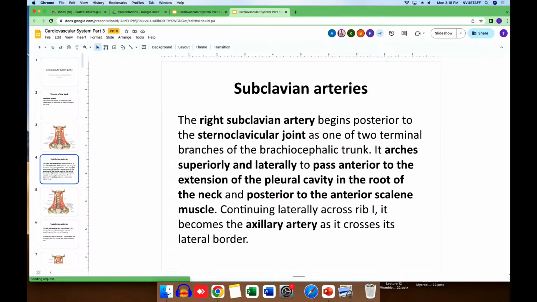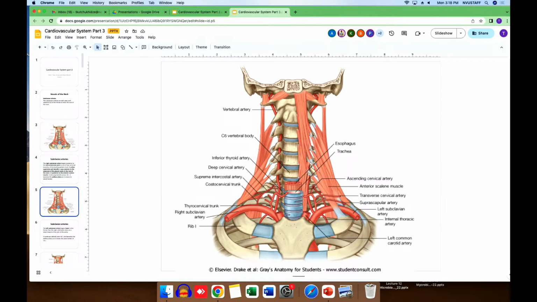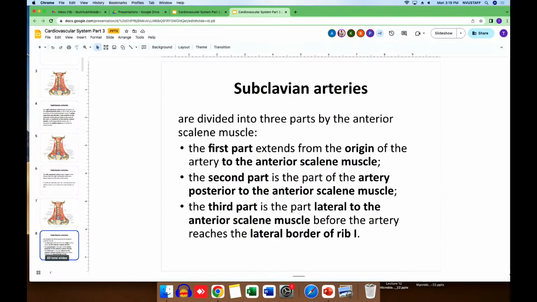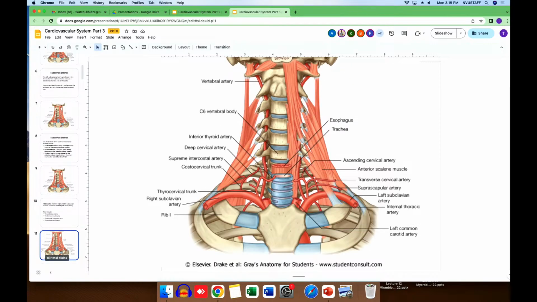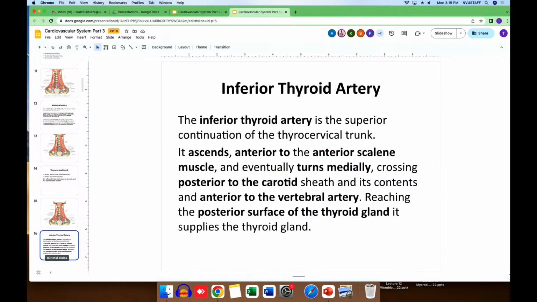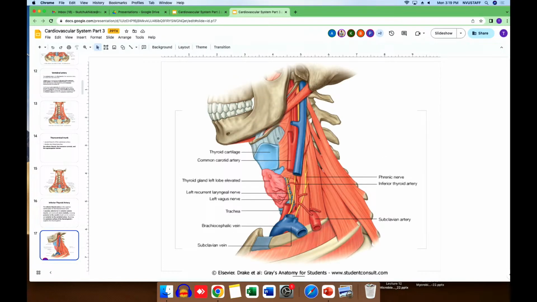To see another photo for this. Here we would be able to see better. So we see our subclavian artery, right? And as you see here, this branch, it is going and supplying our thyroid gland, right? So exactly this one, it is our inferior thyroid artery.